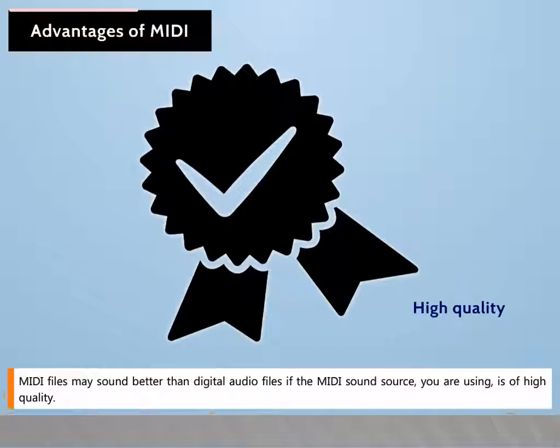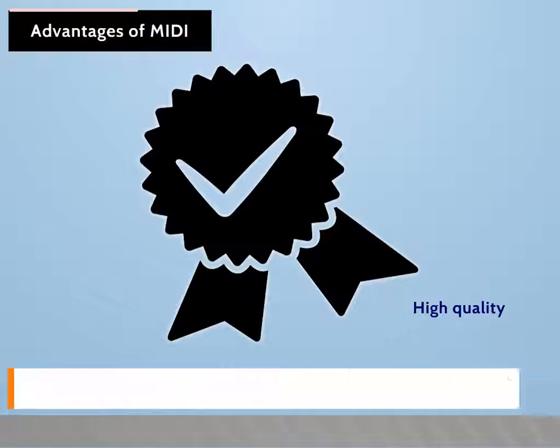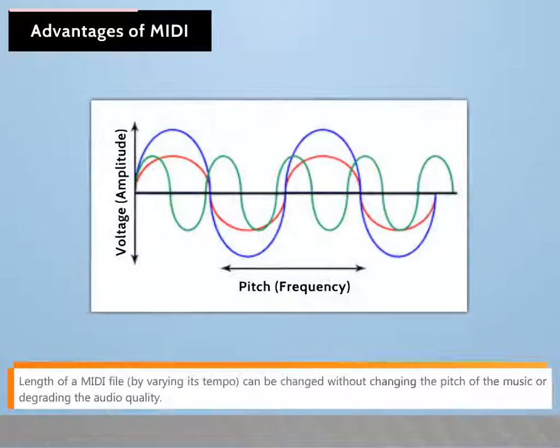MIDI files may sound better than digital audio files if the MIDI sound source you are using is of high quality. The length of a MIDI file can be changed by varying its tempo without changing the pitch of the music or degrading the audio quality.